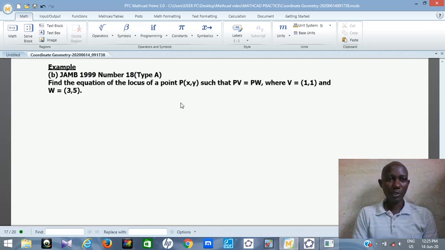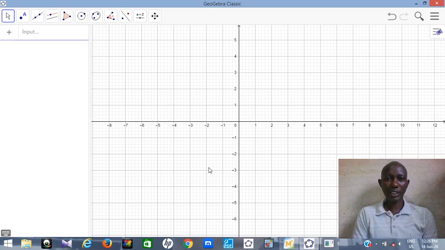All you need to do in this question is to analyze it very well. We need to look at V and W first. V and W are two points. Take note of that. Then P to V is a distance, and that distance is also equal to P to W. You get what we are doing? Let me demonstrate it with this graph so that you get it well.